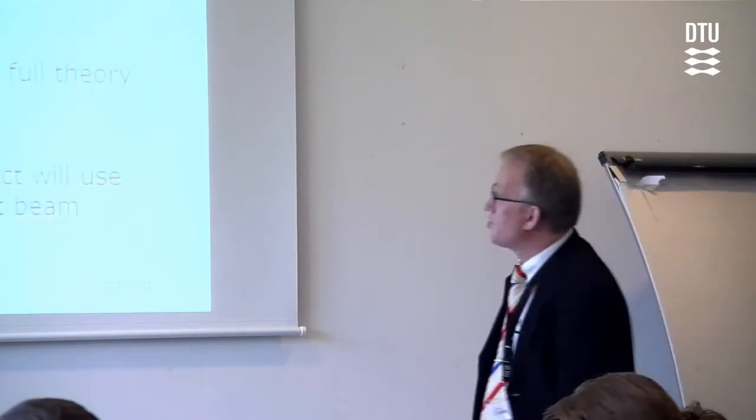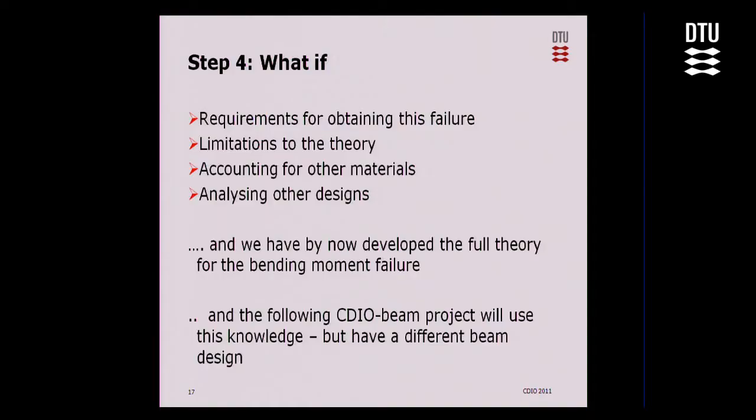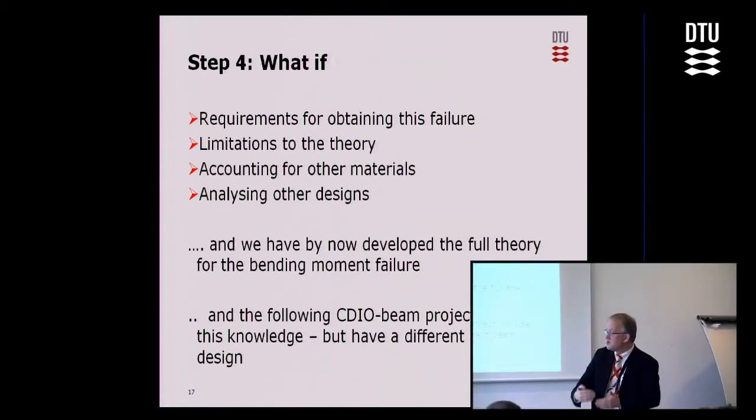Then, of course, step 4 would always be, what if? What if we didn't have the test? What if we want to calculate like that? And again, you can use the things you can derive from this simple explanation to really limit the use of the theory. And then, of course, you have to discuss, what if we use other concretes, other designs, etc. So it's really back to the basics. Start with reality and then move slowly into the theory.